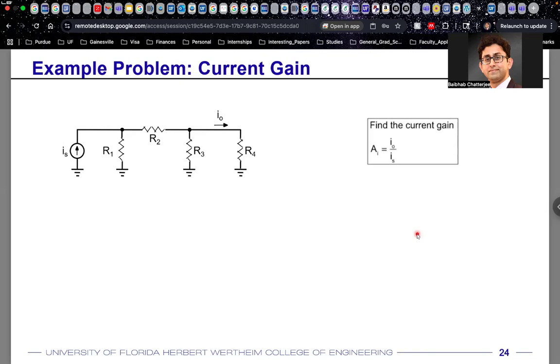But the gain could be V out over I in. The output quantity could be voltage. The input quantity could be current. And in that case, you know that the voltage over current is a resistance or an impedance, right? So if your output is a voltage quantity and your input is a current quantity, then that gain is going to be called a transimpedance gain. So let me write that down. This is voltage gain. You already know that this will be called a voltage gain. This will be called a current gain. This will be called a transimpedance gain.